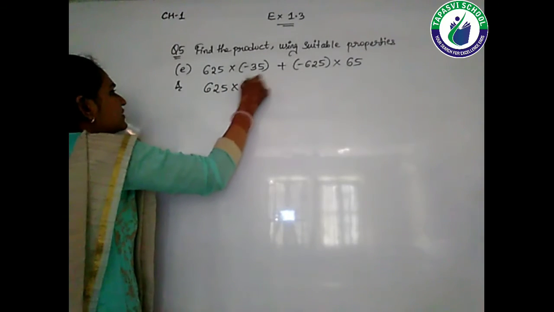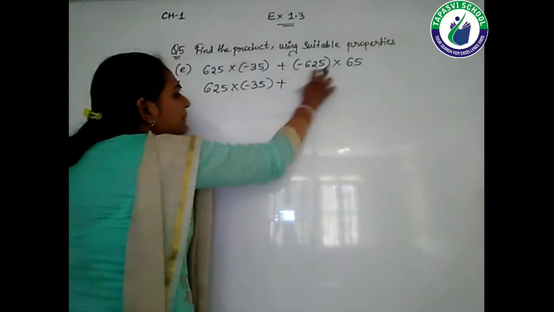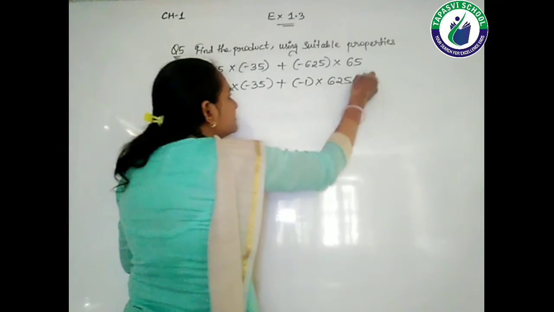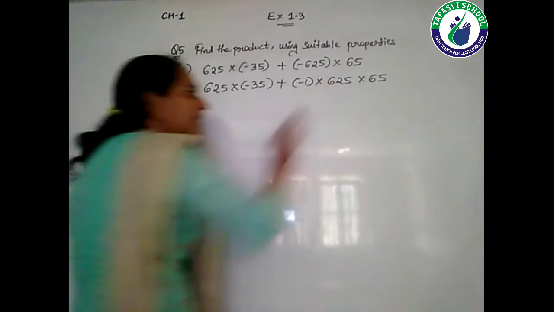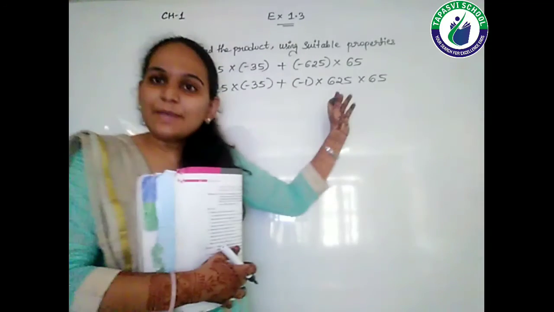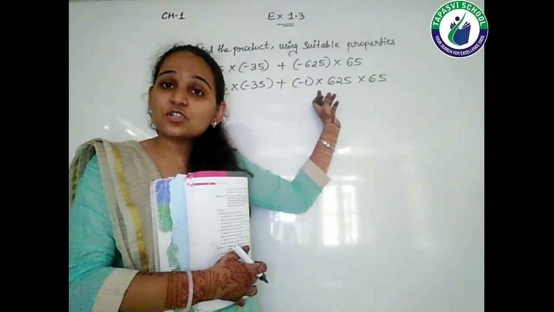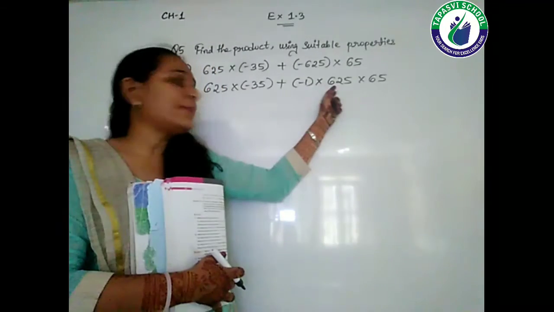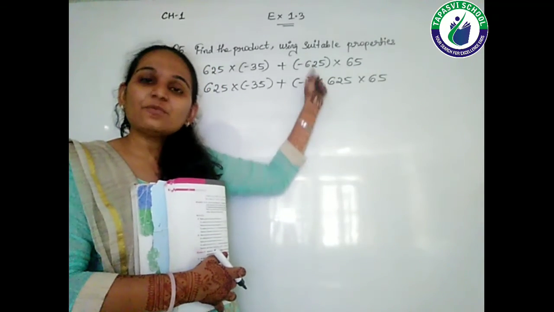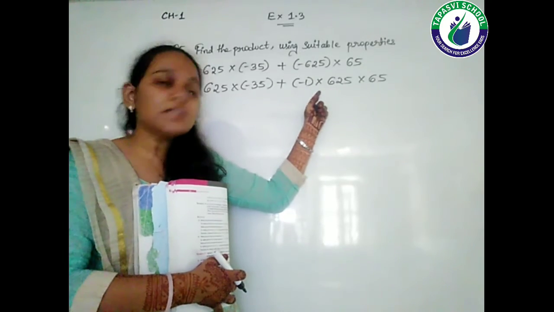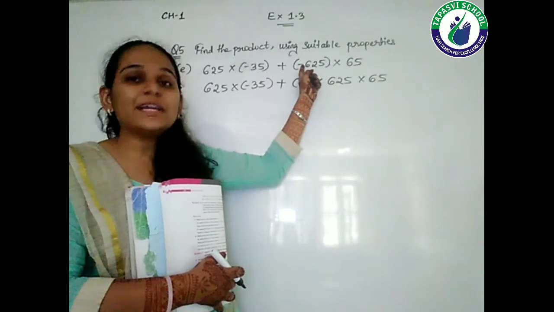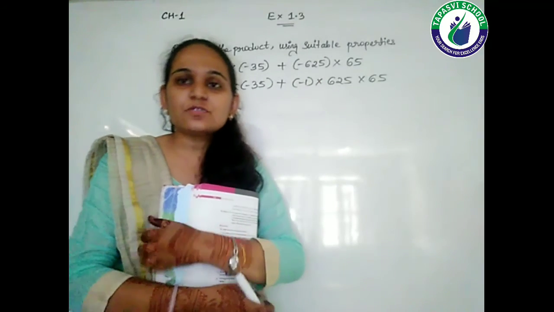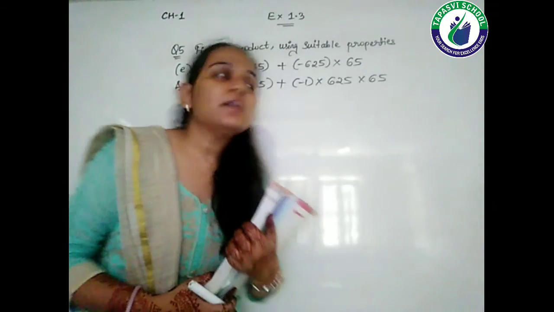625 into minus 35. Can we write minus 625 as a multiplication of minus 1 and 625? Can we write it like this? Yes, we can write it. If you multiply them, you will get this only. Why has this method been done? This method has been done so that we can remove the minus sign from this and give it to 1. This is the only reason, right students? There is no other reason for it.